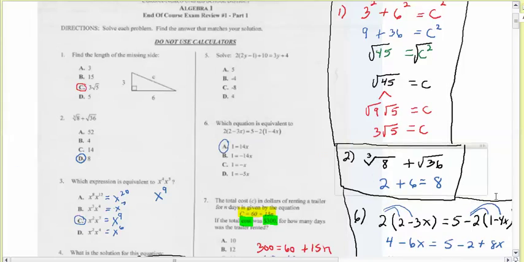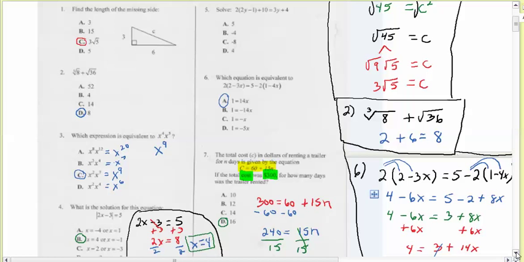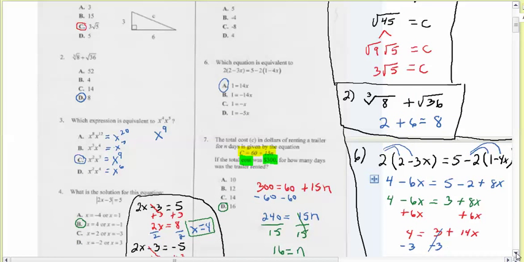Number 2, they asked for the cube root. Cube root is 3 numbers that multiply together to give you 8. 2 times 2 is 4, times 2 is 8. That's where I got the 2 from. 2 plus the square root of 36, which is 6. 2 plus 6 is 8.